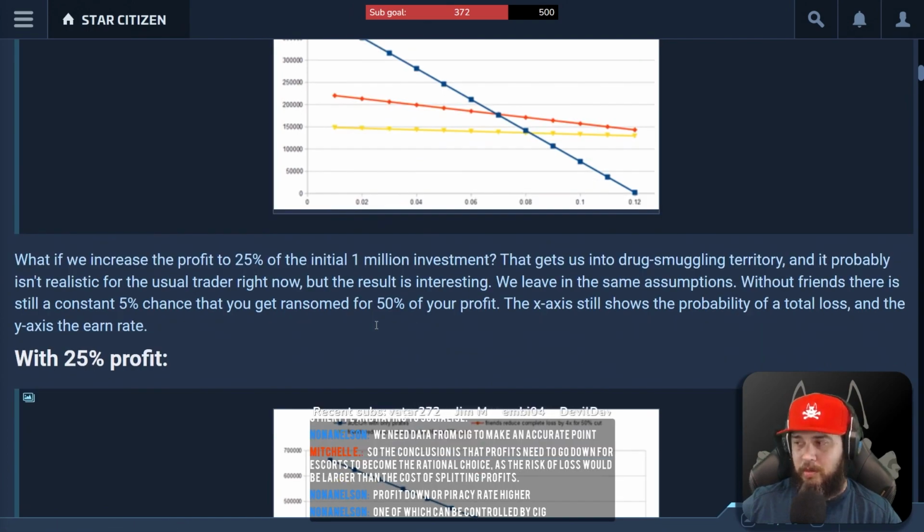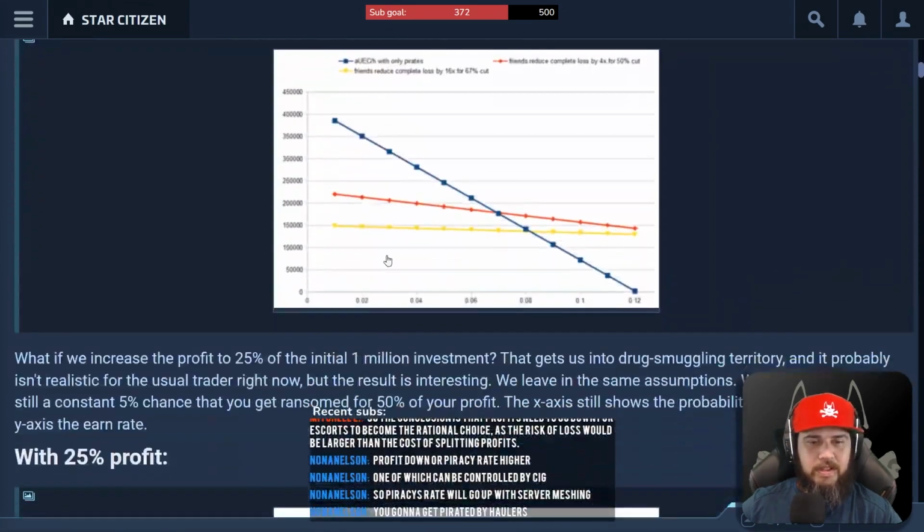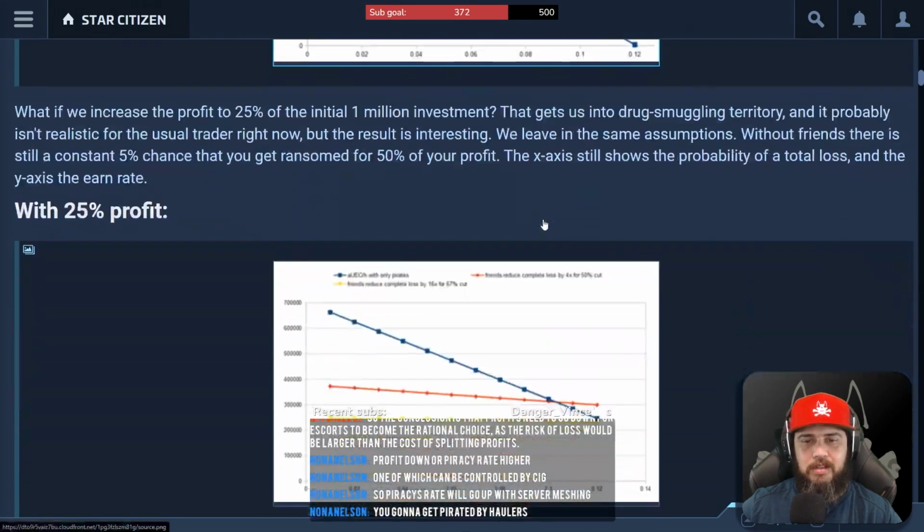See, it should go up. This also assumes that the commodity rates aren't going to go up and fluctuate up and down, because there's got to be supply and demand for the trade commodities themselves. I don't know. I get what they're trying to get at here, but I feel like there are more factors that should be added to this.